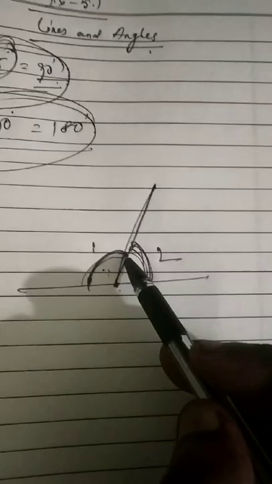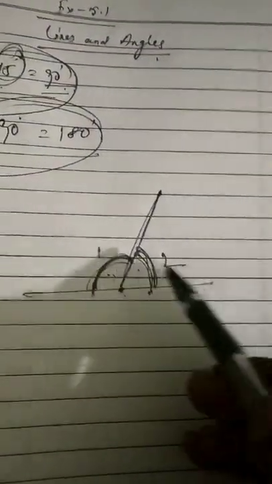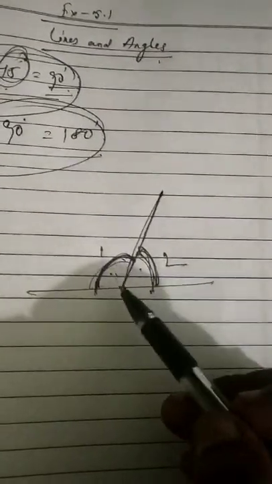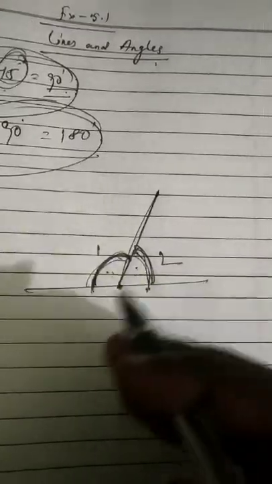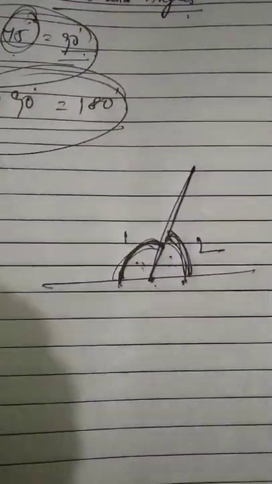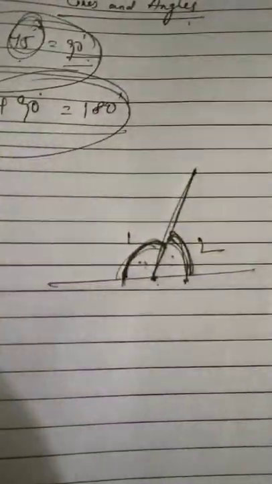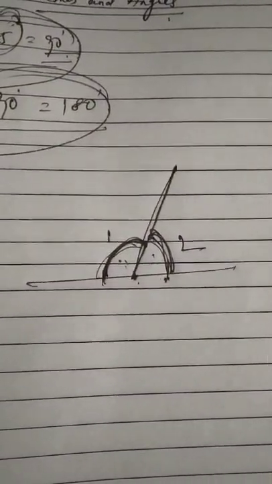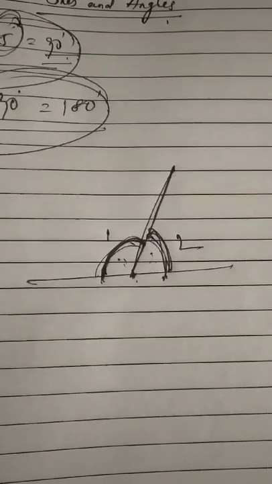Children, angle 1 is obtuse and angle 2 is acute. Sir, how did you understand? Because if I measure using a protractor, angle 1 is larger, it's more than 90 degrees. And if I measure angle 2, it's less than 90 degrees. We have understood all this in class 6.